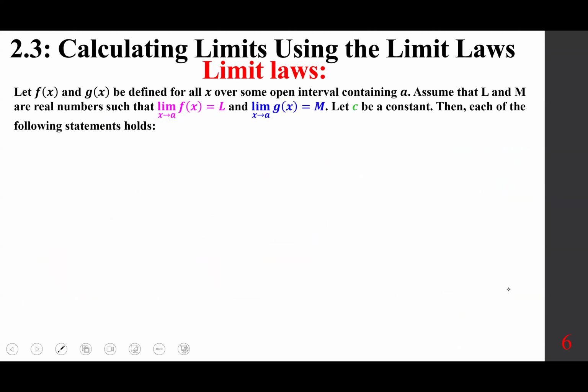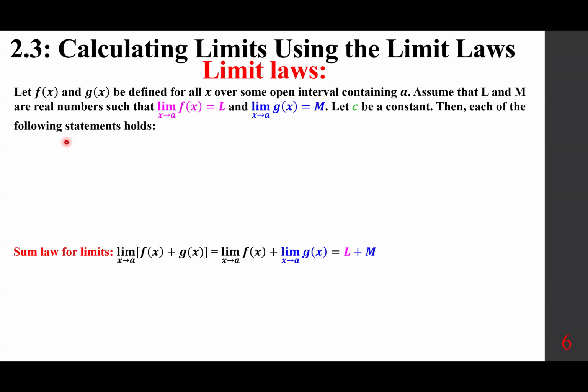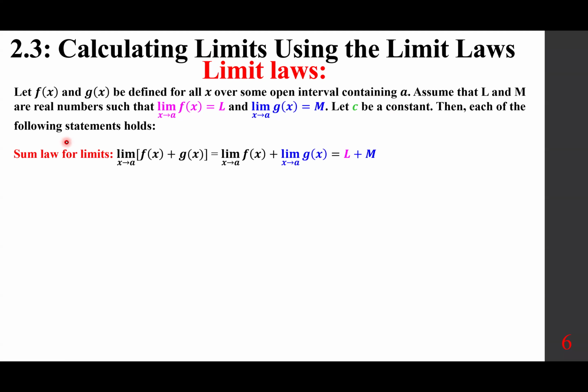Limit laws. Let f of x and g of x be defined for all x over some open interval containing a. Assume that L and M are real numbers such that limit of f of x as x approaches a equals L and limit of g of x as x approaches a equals M. Let C be a constant, some number. Then each of the following statements holds. Some laws for limits. They are very straightforward.